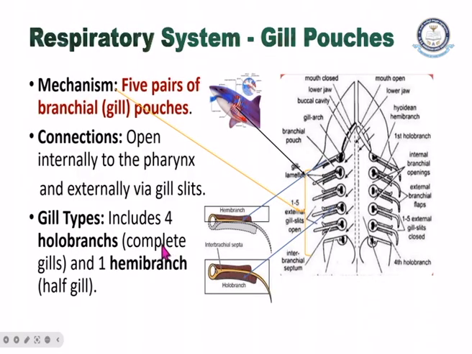The cloaca is the terminal chamber where the digestive, urinary and reproductive tracts open in before exiting the body, and all the waste materials formed in digestion are excreted out. The next is the respiratory system. Five pairs of branchial gill pouches are present. These open internally into the pharynx and externally via gill slits. Gill types include 4 pairs of holobranchs and 1 pair of hemibranchs, total 5 pairs. Holobranch means complete gills, and hemibranch means half gill.